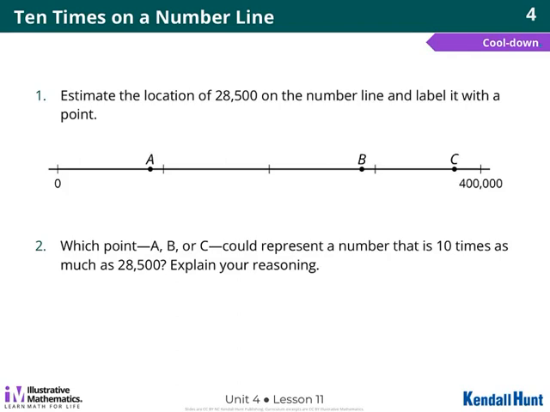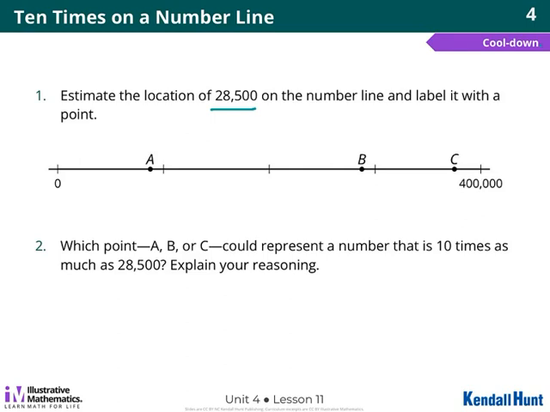Guys, welcome to Unit 4, Lesson 11, Cool Down. Number 1, estimate the location of 28,500 on the number line and label it with a point.